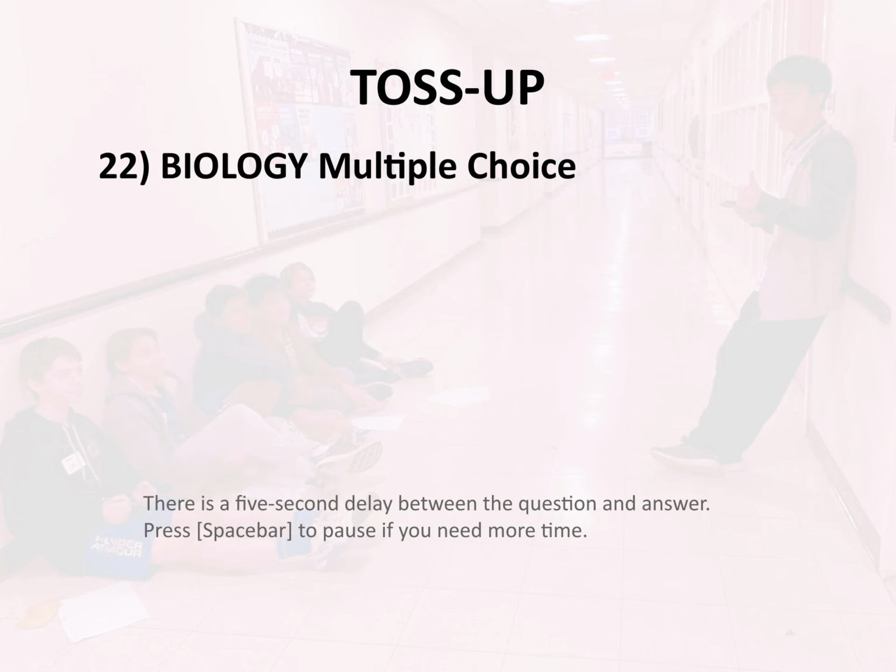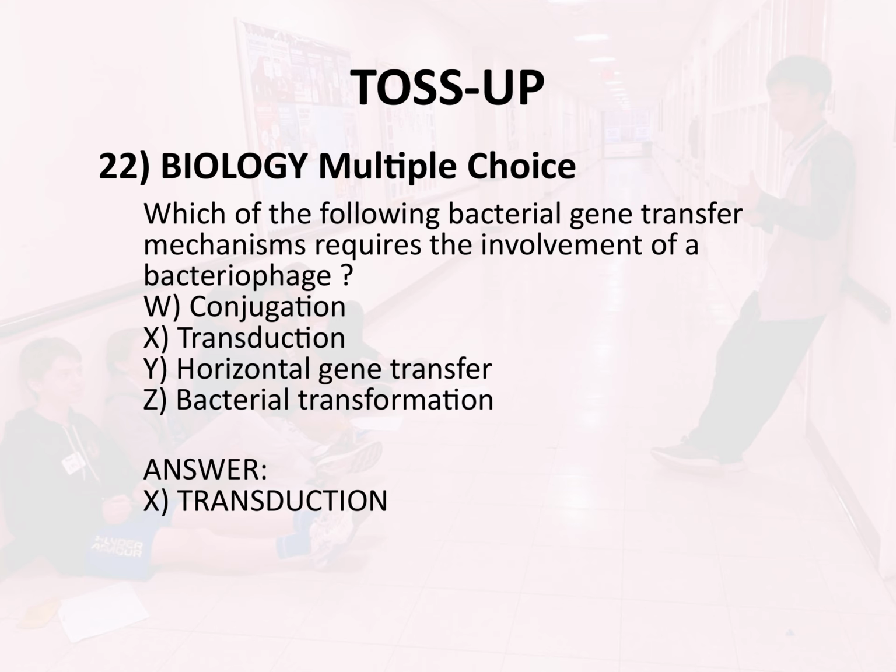Toss-up 22. Biology. Multiple choice. Which of the following bacterial gene transfer mechanisms requires the involvement of a bacteriophage? W. Conjugation. X. Transduction. Y. Horizontal gene transfer. Z. Bacterial transformation. Answer: X. Transduction.